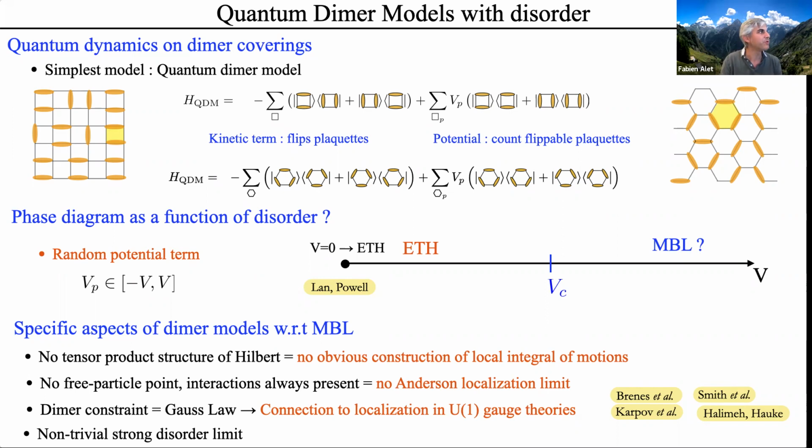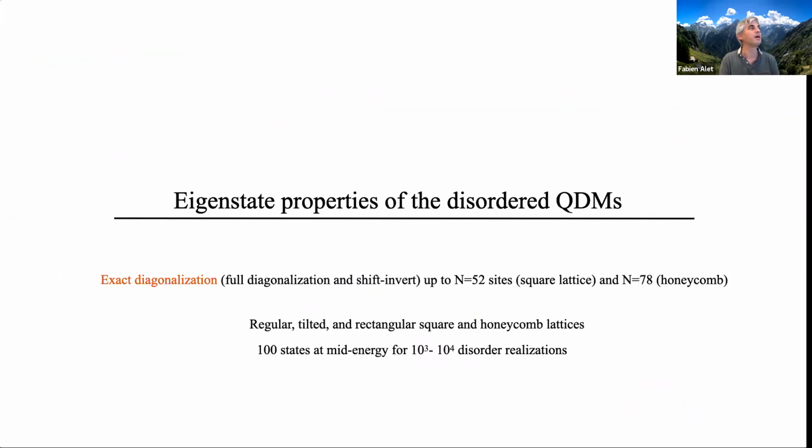Okay, we will not explore that limit. We will stay, of course, at finite V, even though, as we will see, we will have some large V's. So what we do is just brute force numerics. I'm sorry, no clever things here. We just have a big computer and we use it, and we are able to go to 52 sites on the square lattice and 78 on the honeycomb. By that I mean we look at states right in the middle of the spectrum.